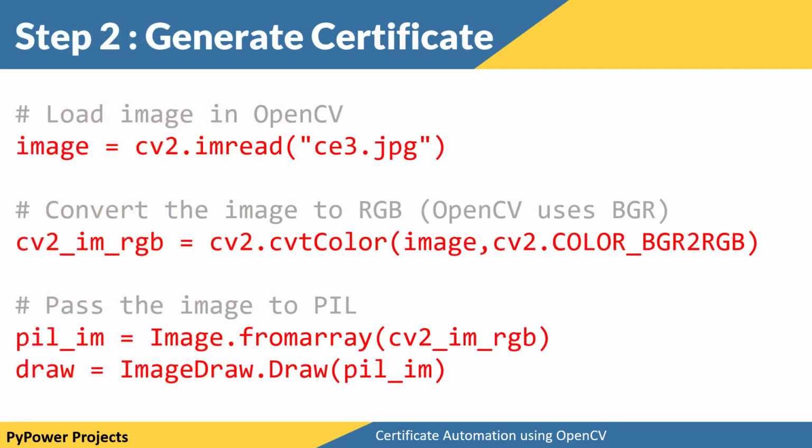cv2.imread, as we have already seen, will read the image. You have to give the soft copy of the certificate in this argument. This will convert your CV2 image into a PIL image. CV2 uses the BGR convention for images and PIL uses RGB, so this function will convert your BGR image to an RGB image.